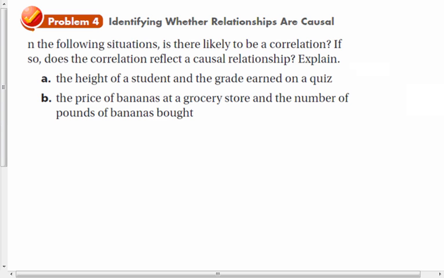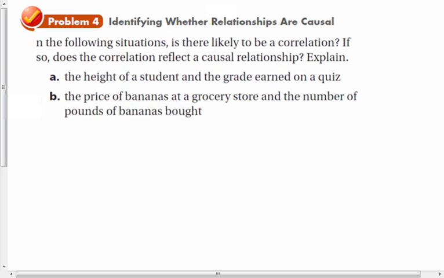All right, identify whether relationships are causal. The following situations, is there likely to be a correlation? If so, does the correlation reflect a causal relationship? All right, so the height of a student and the grade earned on a quiz. Well, I don't think there's any reason why the height of the student and the grade earned on a quiz are related. So we're going to say there's no correlation on that. So we're not going to look for a causal relationship there. No correlation.